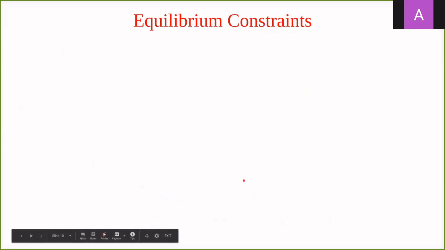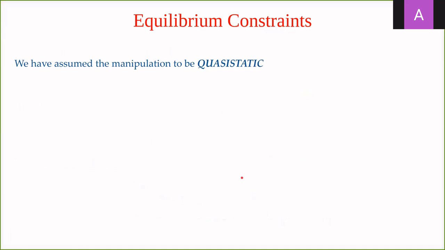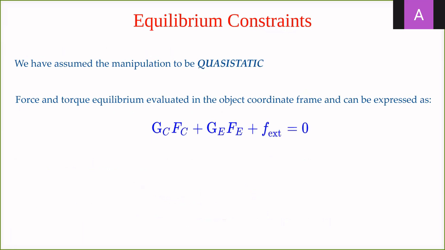In this paper, we have assumed that the manipulation is quasi-static and therefore the inertia effects and dynamic forces are very small and can be ignored. The equilibrium condition is evaluated with respect to the object reference frame and can be written as follows.